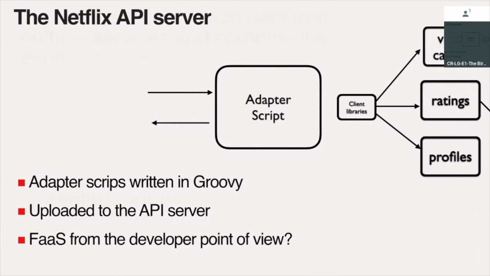And in this architecture, these scripts are written in Groovy, which is not necessarily a language that all the UI teams are super familiar with and very happy with, which brings us to the next architecture in a moment. And the scripts are locally developed and uploaded to the API server. It's almost a function as a service from the developer point of view, which is not a super clearly defined term, so hence the question mark. But from their point of view, they basically write a script, upload it somewhere, and it works.